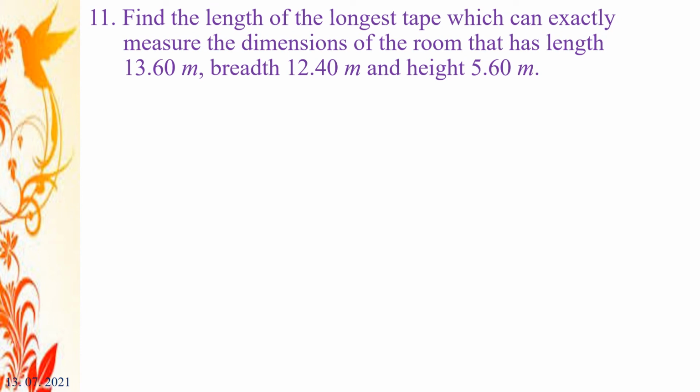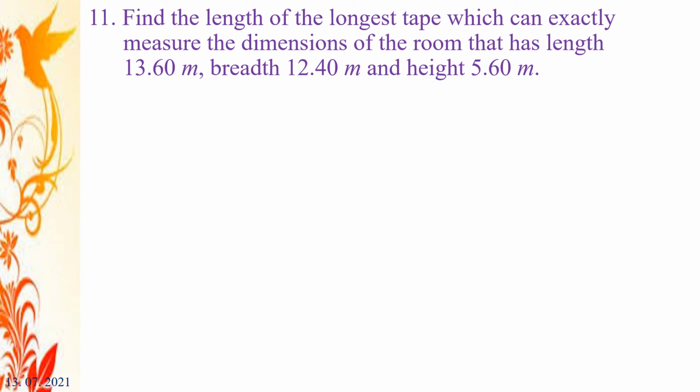Find the length of the longest tape which can exactly measure the dimensions of the room, that has length 13.60 meter, breadth 12.40 meter and height 5.60 meter. Here all the measurements have been given in decimals. Now we want to make them whole numbers or integers. That means we can multiply by 100 and we'll get whole numbers.